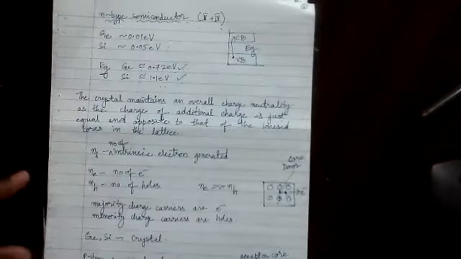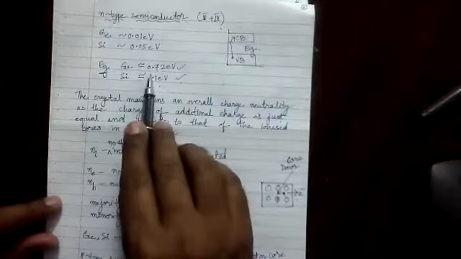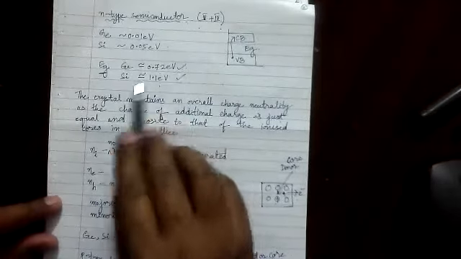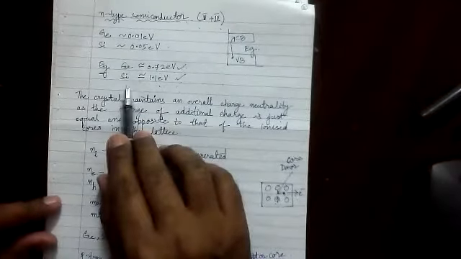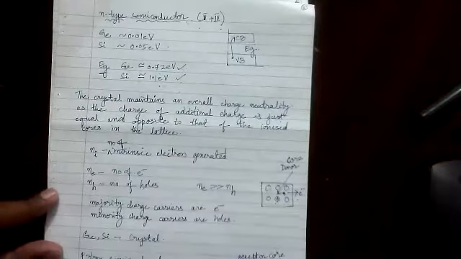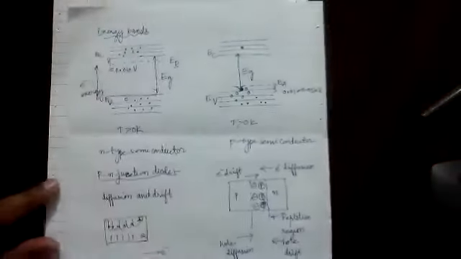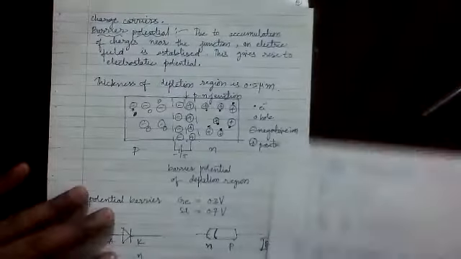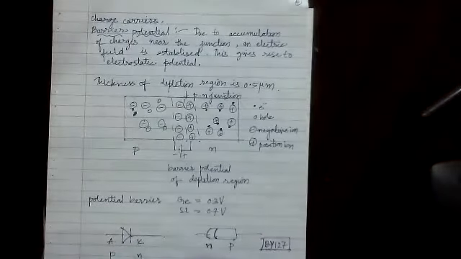Next one is we have n-type and p-type semiconductors. So how much energy is required? In germanium it is 0.72 electron volt. How the n-type semiconductor is formed, that I will tell you. Here it is, n-type semiconductor.